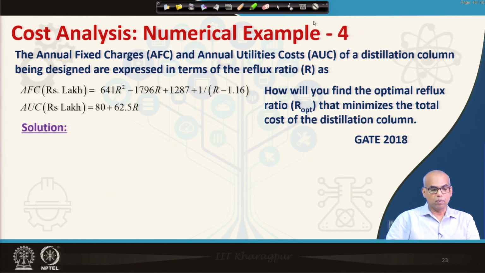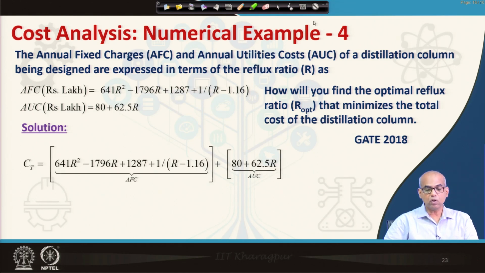Let us move on to another problem. The annual fixed charges and the annual utilities cost of a distillation column being designed are expressed in terms of the reflux ratio as two expressions are given. How will you find the optimal reflux ratio that minimizes the total cost of the distillation column? You find out the total cost as the sum of annual fixed charge and annual utility cost.